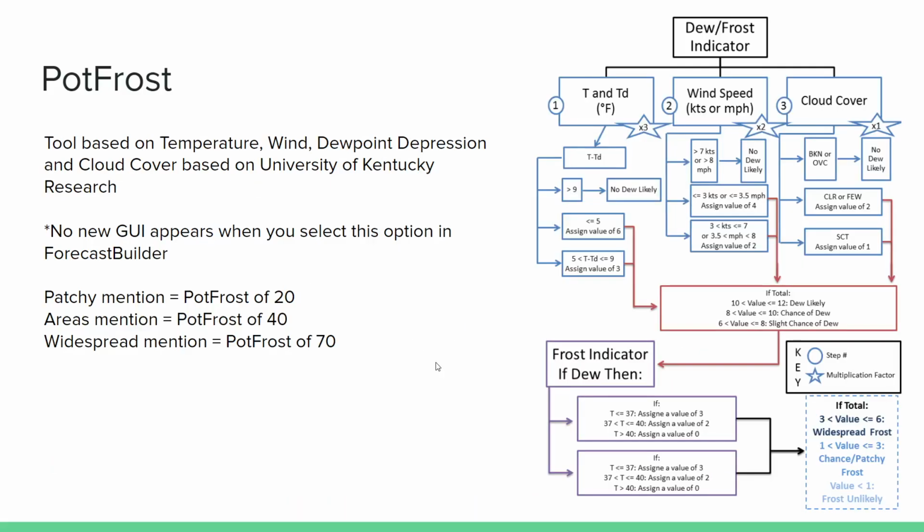Frost, it takes temperature, wind, dew point depression, and cloud cover, and then applies that to the logic produced by the University of Kentucky, shown at the right, to get you patchy areas or widespread frost.